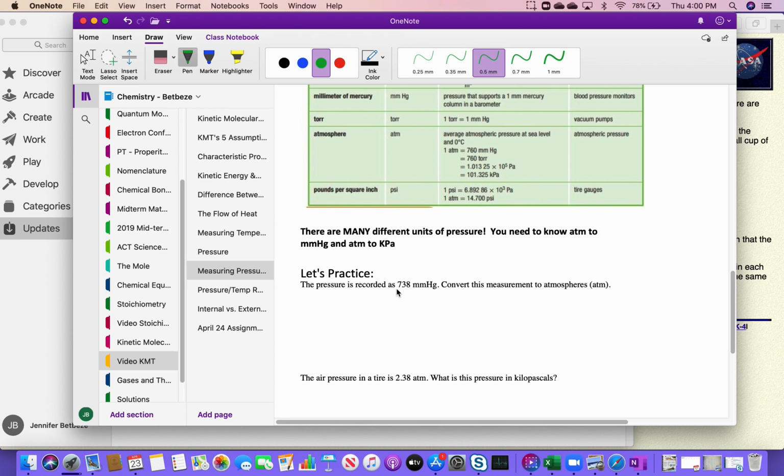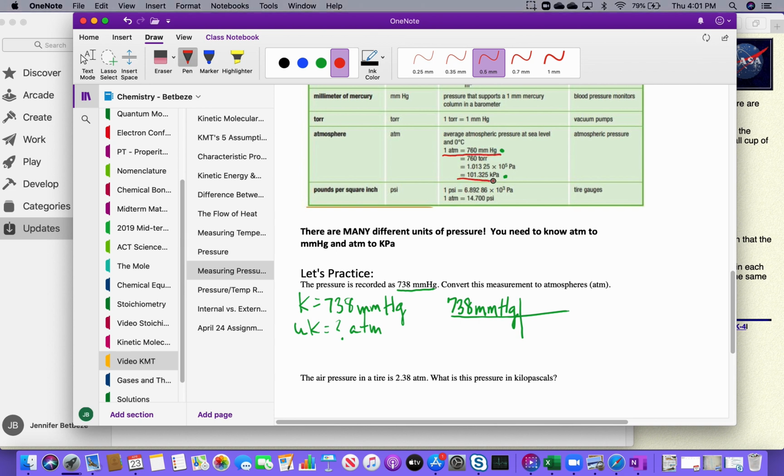Once again, what we see here is that we have a known value. So our known is 738 millimeters of mercury, and our unknown, what we're solving for, is what is that measurement in atmospheres. So I'm going to go ahead and put 738 millimeters of mercury. And then this here is going to be the stuff that you need. That one and this one. These are your two conversion factors, and I'm going to go ahead and put that in red. That is the stuff you need to memorize right there.